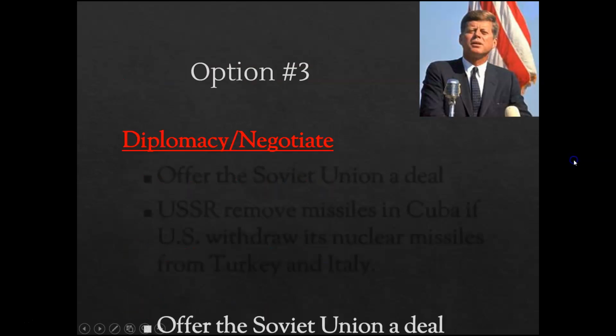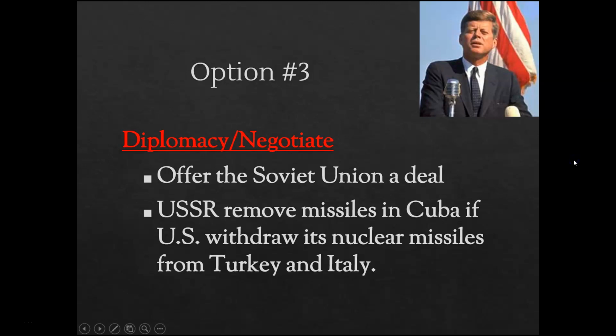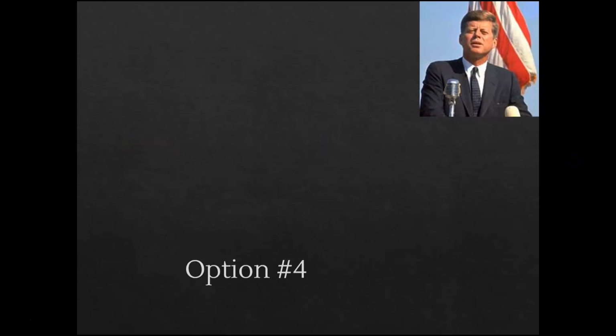Option 3 for Kennedy: diplomacy. Negotiate, talk, offer the Soviet Union a deal. Have the USSR remove missiles in Cuba if the U.S. withdraws its nuclear missiles from Turkey and Italy. Would have made Khrushchev happy, might have worked. Talk it out, negotiate a deal.